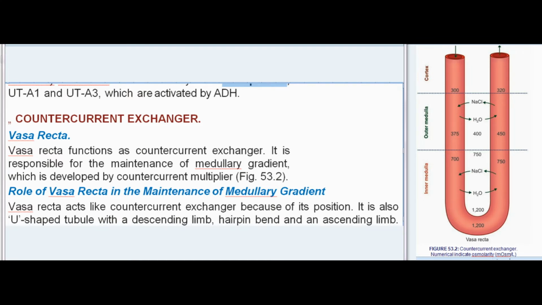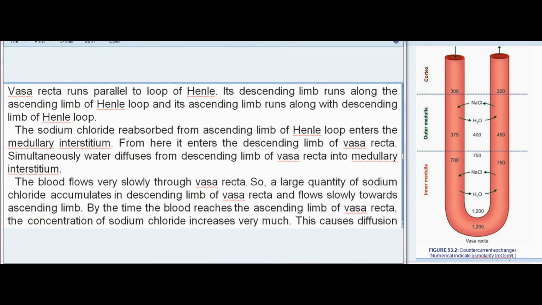Countercurrent exchanger. Vasa recta. Vasa recta functions as countercurrent exchanger. It is responsible for the maintenance of medullary gradient, which is developed by countercurrent multiplier, Fig 53.2. Role of vasa recta in the maintenance of medullary gradient: vasa recta acts like a countercurrent exchanger because of its position. It is also a U-shaped tubule with a descending limb, hairpin bend and an ascending limb. Vasa recta runs parallel to the loop of Henle. Its descending limb runs along the ascending limb of Henle loop and its ascending limb runs along with the descending limb of Henle loop.